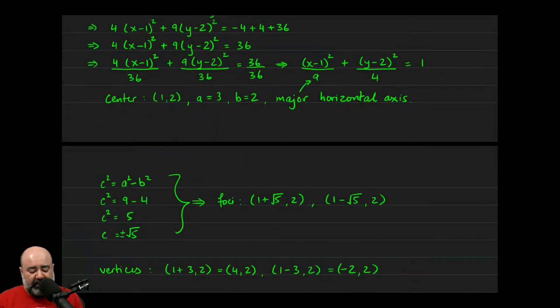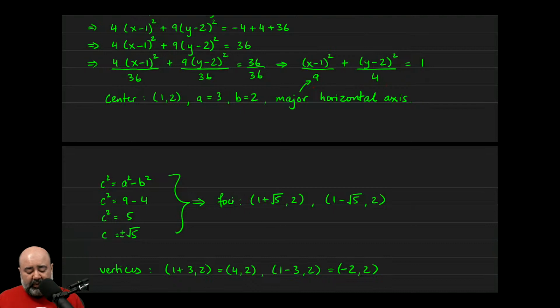And when we do that, the 4 and the 36 will go in 9 times, 9 will go into 36 4 times, and 36 will cancel each other out. So that equation then cleans up into this whole expression. And this is exactly the equation of an ellipse in standard form.